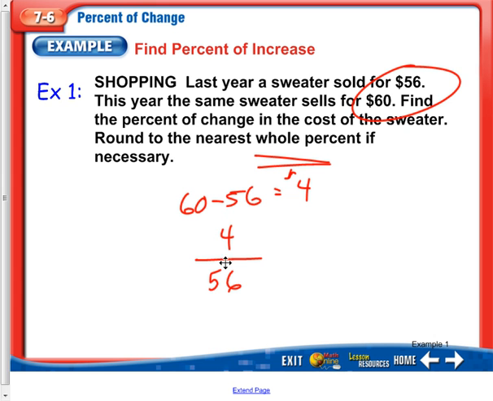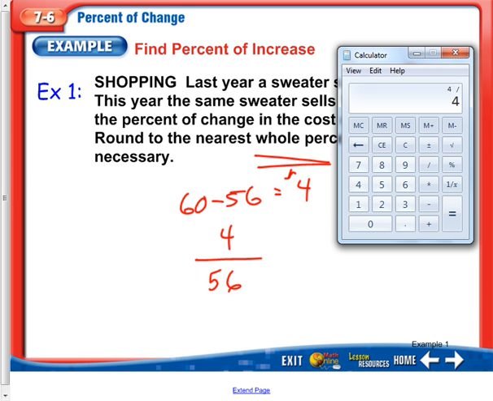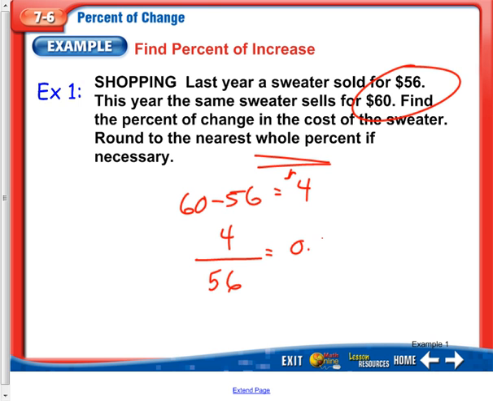Okay, so we're going to have 4 over 56. We'll just go ahead and grab your calculators and divide that. Let's do 4 divided by 56. And we get this big, long number right here, okay? So 0.071. That's about all we need to write. Now remember, this is a decimal. We want a percent. So we need to move it 1, 2 to the right. And that gives us 7.1%. But it says round to the nearest whole percent. So we're going to say that's about 7%.